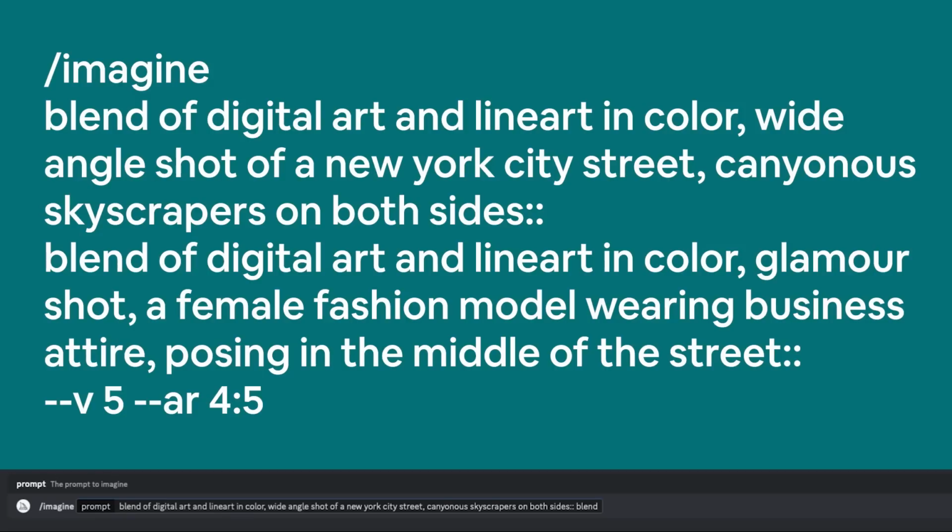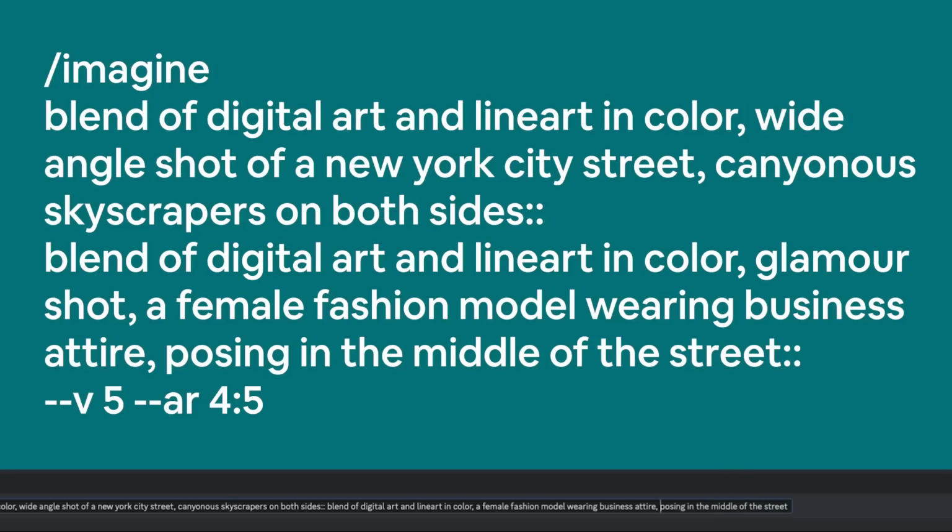top, with a blend of digital art and line art in color, which emphasizes that that second layer should also be in that style. We kind of need to repeat this in every single layer that we put on top of it, just in order to make sure that Midjourney understands that that's exactly the style that we want. Otherwise, it will potentially generate the different layers with different styles, and then when it blends them together, it might end up being something completely different. So what do we want to add? We want to add, let's say, a female fashion model wearing business attire, posing in the middle of the street.